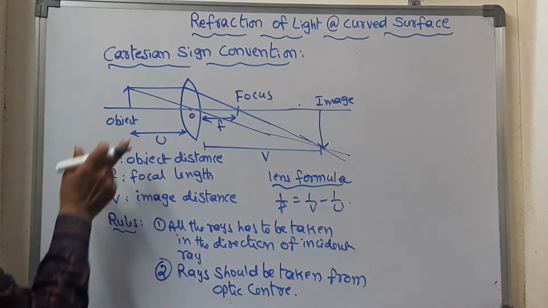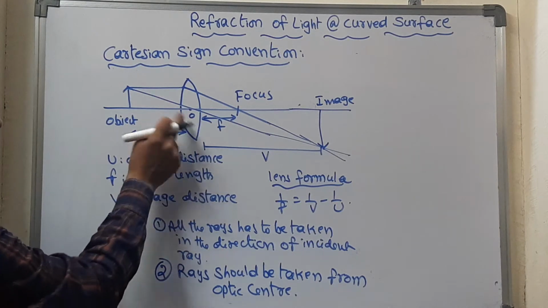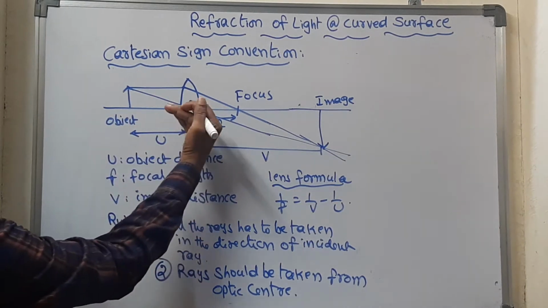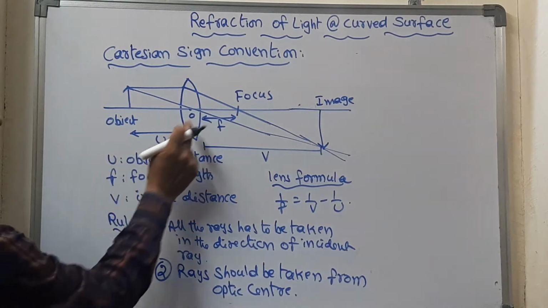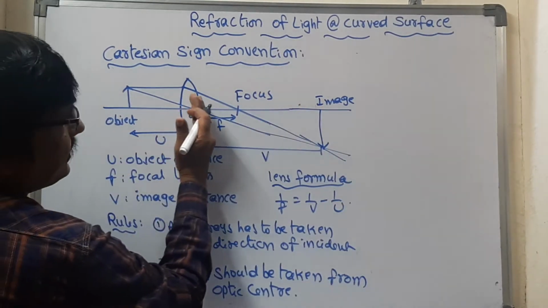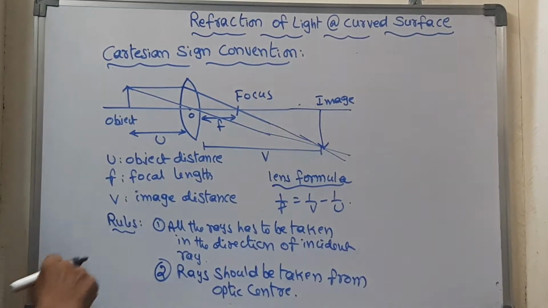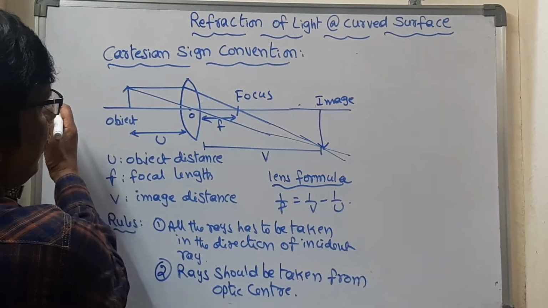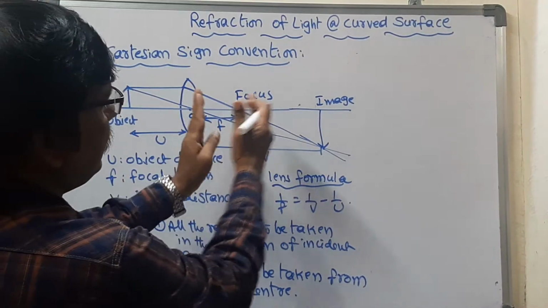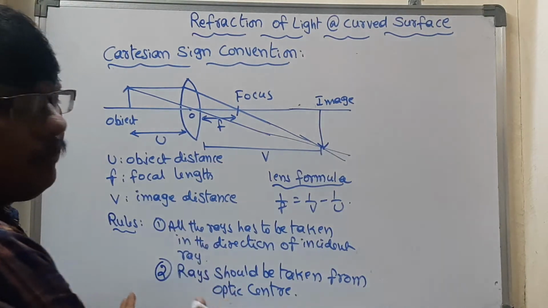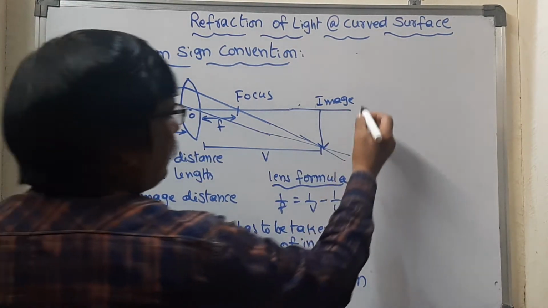Understanding that the optic center is there, if you want to consider this side, the rays have to be taken in this direction. If it is traveling towards this side, right to left. If it is traveling towards that side, left to right. How will it be? Now let us see that. It's very easy, no confusion in that one.